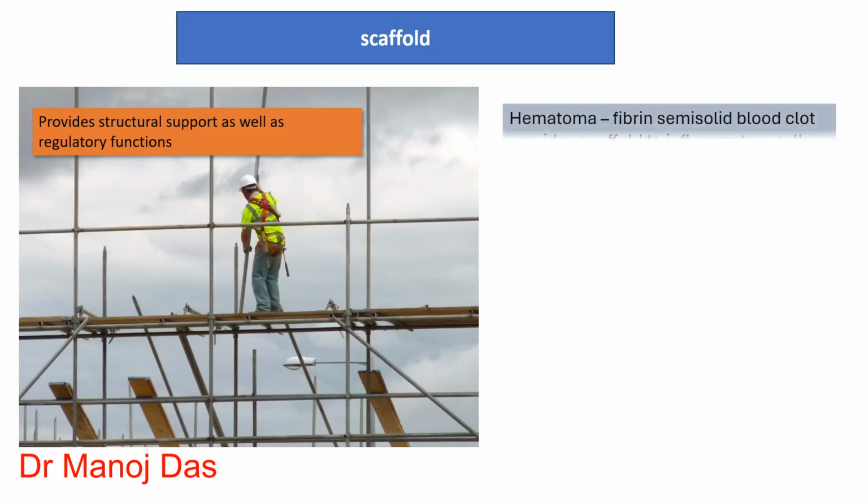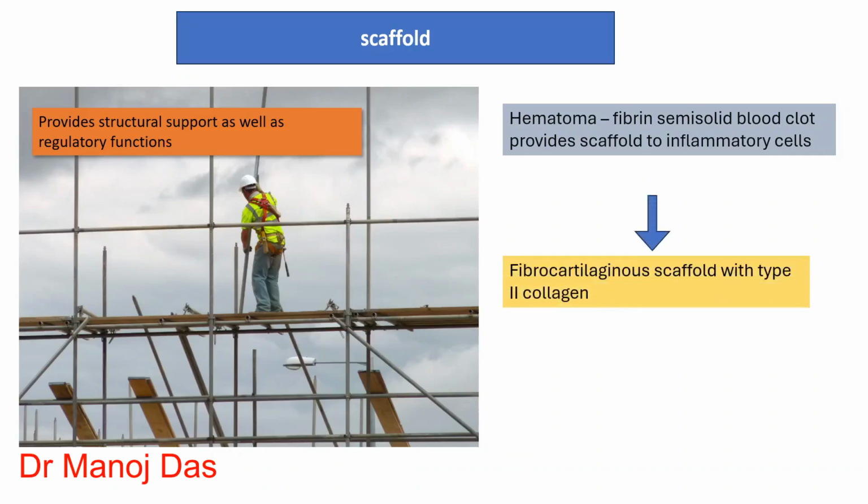So in the initial stage, hematoma acts as the supporting structure for the inflammatory cells. Later on, the scaffold is the fibrocartilaginous structure, especially the type 2 collagen secreted by the chondroblast, and in the later stage the type 1 collagen secreted by the osteoblast acts as the scaffold. So this is important for the different cells to act and secrete the different cytokines and growth factors.